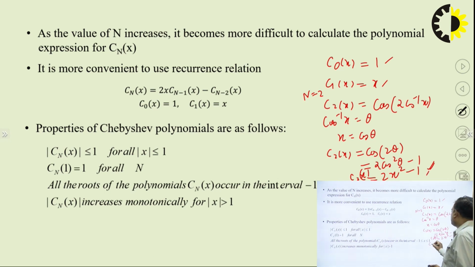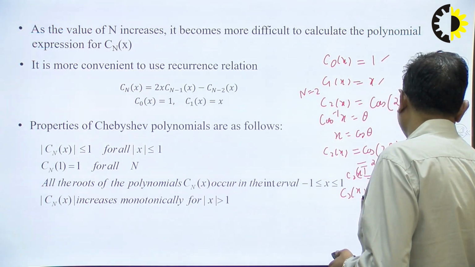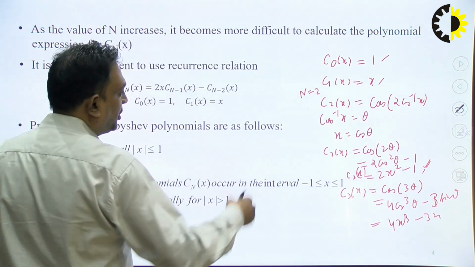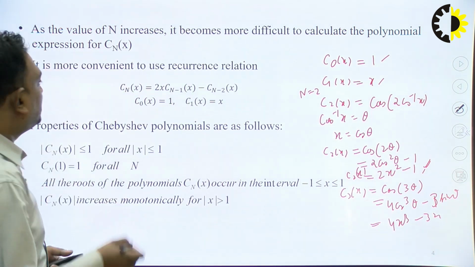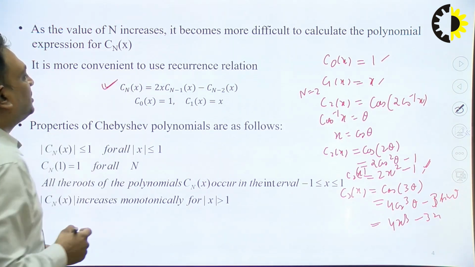And C3x, how will you calculate C3x? Cos of 3 theta, which you can write as 4 cos cube theta minus 3 cos theta. Accordingly you can calculate the value, 4x cube minus 3x. But for C4x it will be difficult to calculate according to this expression. So how can we calculate? We can calculate this using this recursion formula.